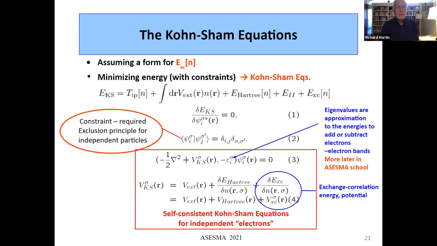At the right, I've noted a very important point: in the Kohn-Sham problem, the eigenvalues and eigenfunctions are just auxiliary functions, and they don't have a direct physical meaning. So we'll come back to that later.